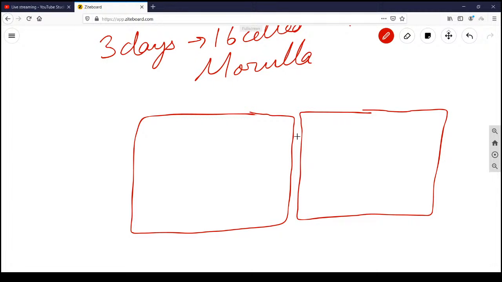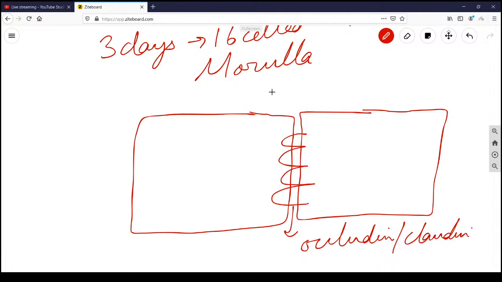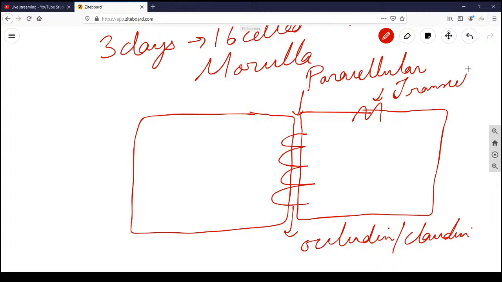Suppose these are the two cells, they need to be adhered. Suppose they are adhered very, very tightly. Why? Suppose this is the occludin protein, occludin claudin. This is again from class 11th. Now this will block the paracellular route of transport. This is known as the paracellular route between the two cells. Through the receptor, some transport is happening and is known as the transcellular route, going through the cell. Gap junctions will be having cell adhesion molecules like integrins, cadherins, selectins.